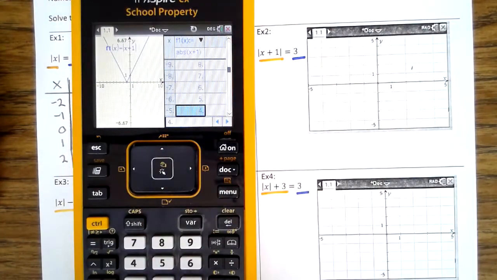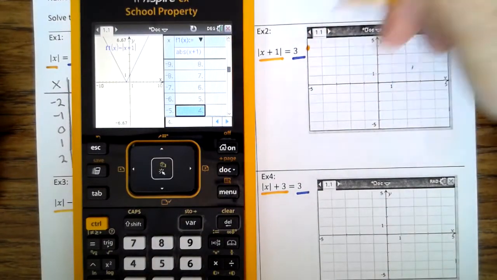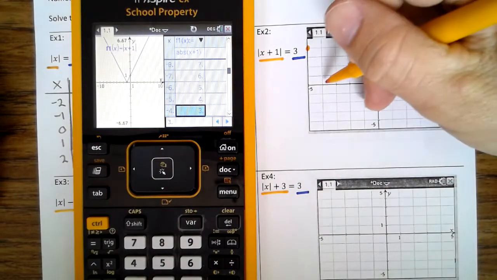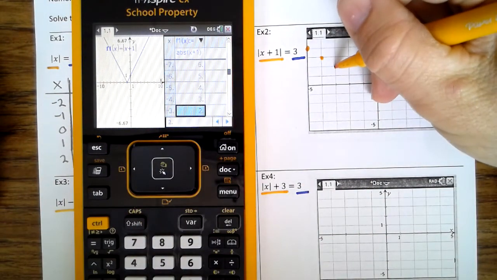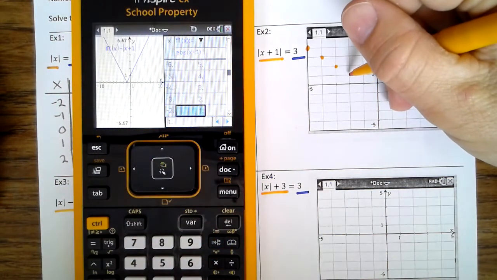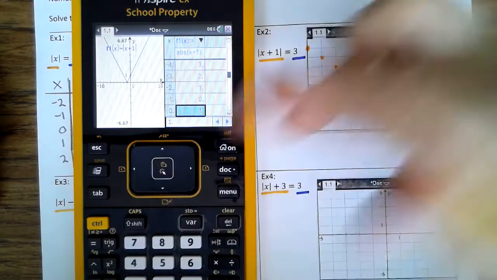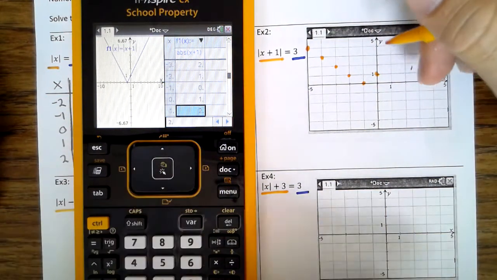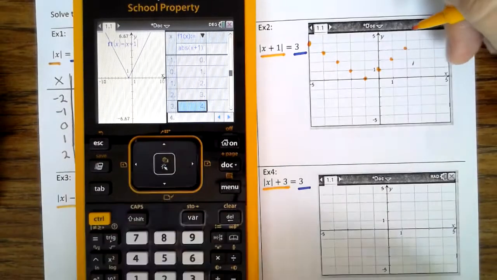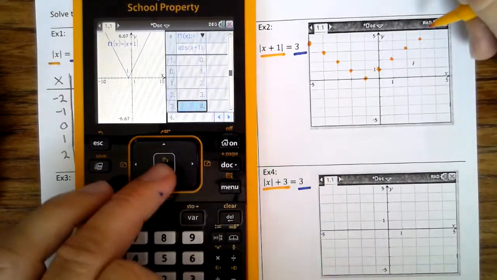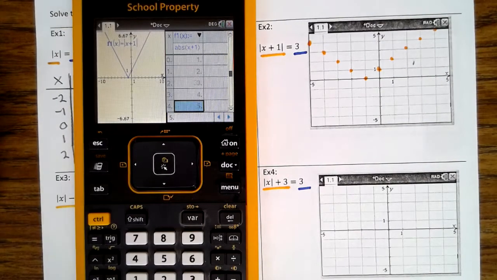Okay, so we graph the points, and you could keep going on forever, but notice my farthest point is -5. So our point's -5, 4. So 1, 2, 3, 4. And then -4, 1, 2, 3. -3, 1, 2. -2, 1. -1, 0. 0, 1. 1, 2. 2, 3. 3, 4. And 4, 5. Okay.